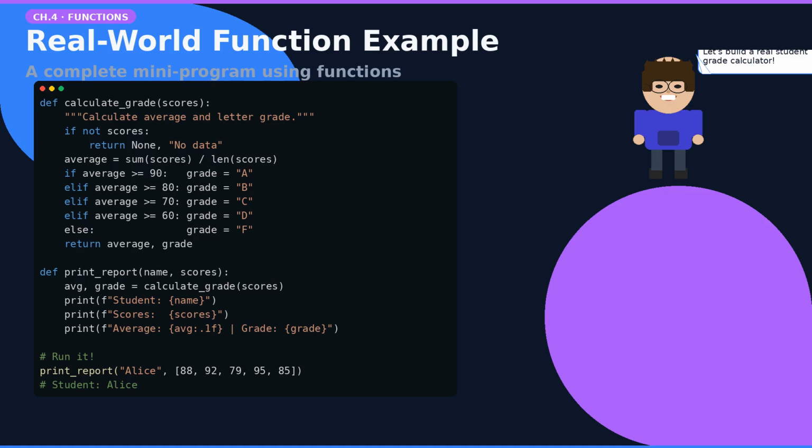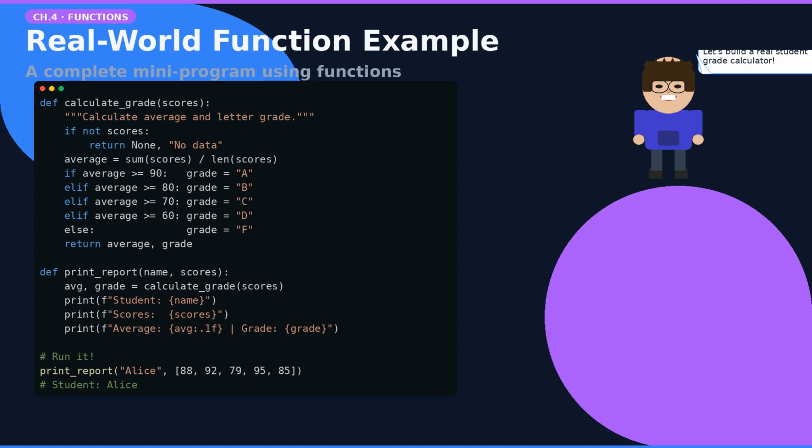Congratulations on completing Chapter 4 and the entire Python Basics series. Here's your final recap on functions. The def keyword defines a function. The return statement sends values back. Parameters can be required or optional with default values.